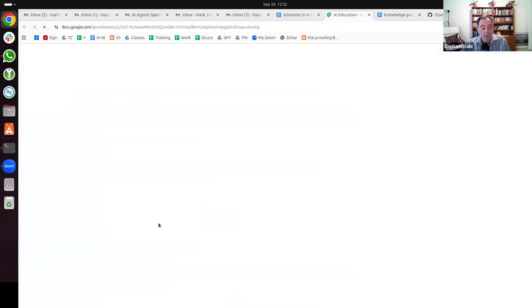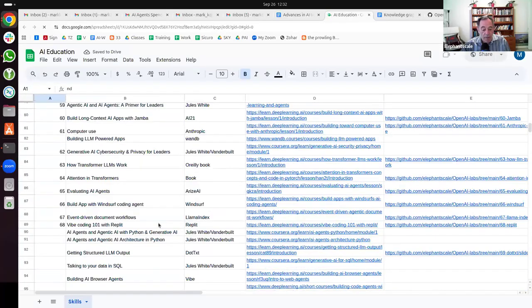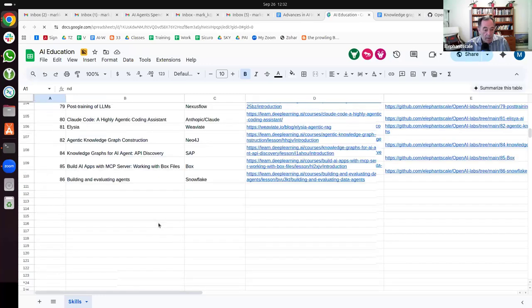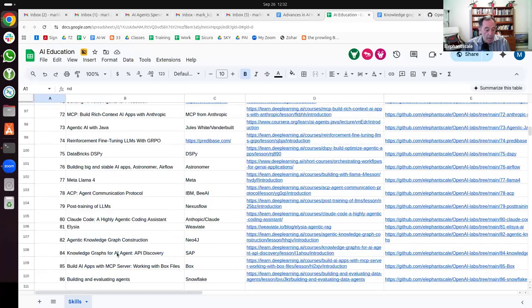And just recently, we had a few graphs. A genetic knowledge graph construction. Now, Neo4j is, of course, a venerable graph database, and they would be the deepest in that. And they show exactly how you construct the knowledge graph.